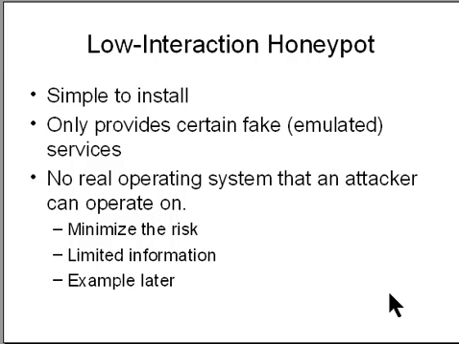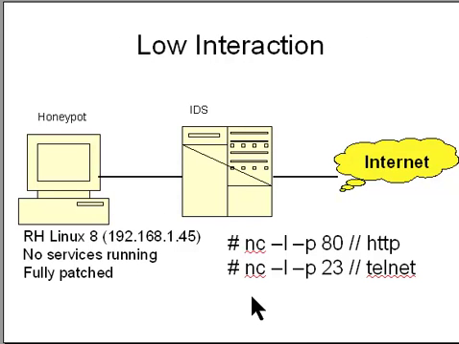Okay, the low interaction honeypot is very simple to install, and in fact I'm going to point you to one later on that you can put on your own system. It's pretty neat and it's free. These systems only provide certain fake, that is emulated, services, so it appears that you're running SMTP, FTP, Telnet, and so on. But this is no real operating system that an attacker can operate on. This is not the case in the one that we're going to talk about later. If you are doing something of this nature, it does minimize the risk, but you gather limited information about the motives of the attacker.